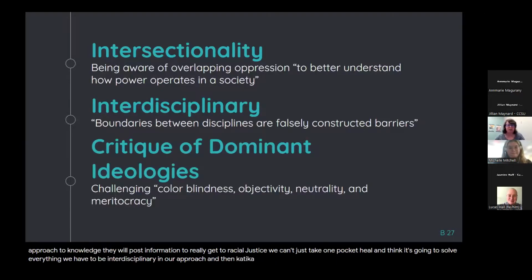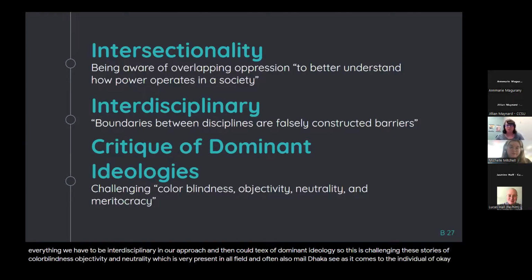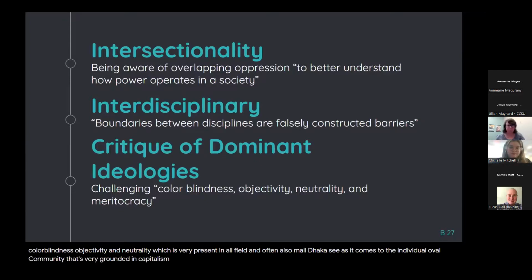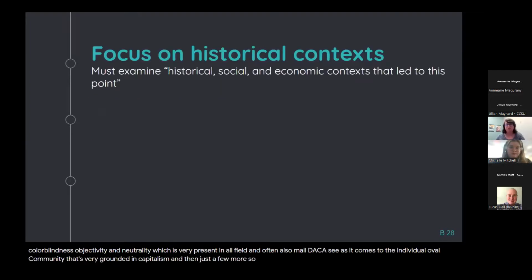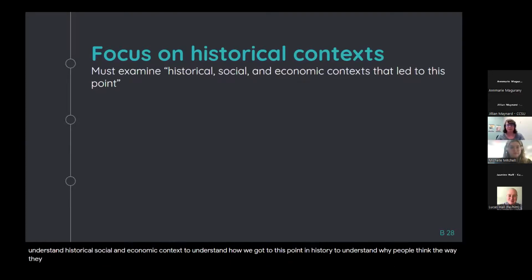And then critiques of dominant ideologies. So this is challenging these stories of colorblindness, objectivity, neutrality, which is very present in our field. And also meritocracy as it comes to the individual over community that's very grounded in capitalism. And then just a few more, so focusing on historical context. So the idea here is that you must understand historical, social, and economic context to understand how we got to this point in history, to understand why people think the way they do and might be resistant to change, understanding really what has gone on to lead up to this point.